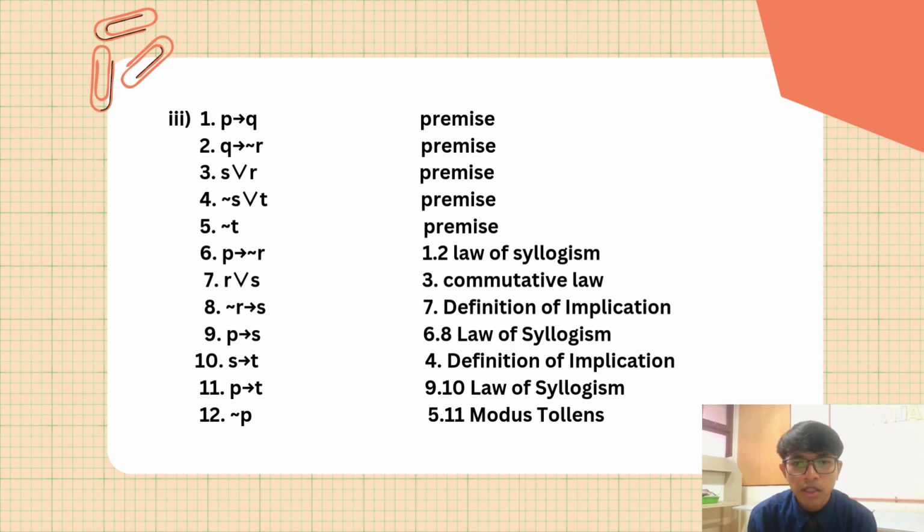And lastly, number 12, we get negation P, from number 5 and 11, we use modus tollens. So, the argument is proof.